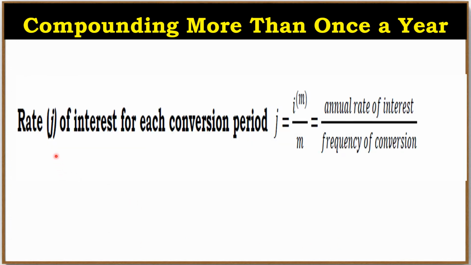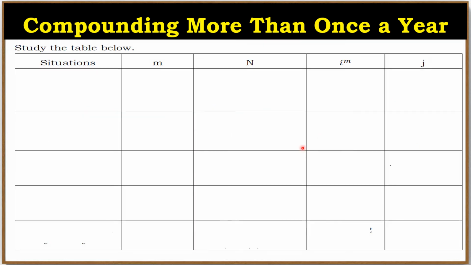And this is the formula. The rate, represented by j, of interest for each conversion period. So j is equal to i raised to m all over m, or the annual rate of interest all over the frequency of conversion. Now let us study this table.